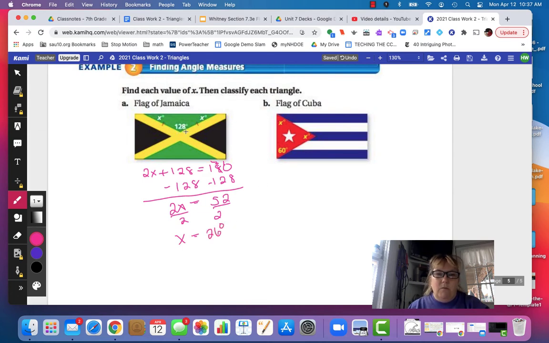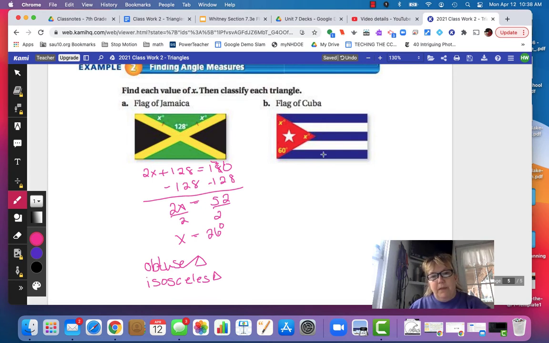We know we have one obtuse angle, so this is an obtuse triangle classified by the angles. If I look at the sides, I have two sides that are congruent, so that makes it an isosceles. So it's an obtuse triangle and it's an isosceles triangle.